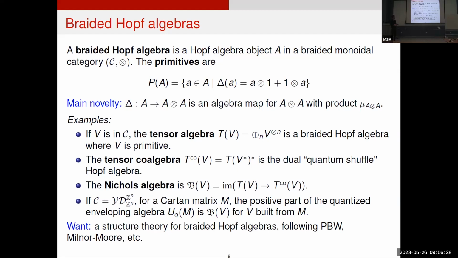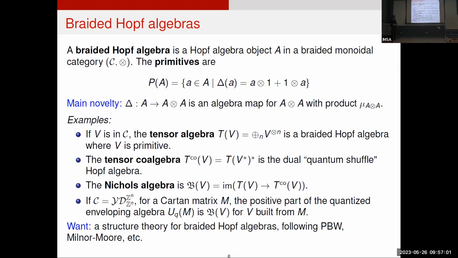Right. So the tensor coalgebra is sometimes called the quantum shuffle algebra, and this is because by just declaring V to be primitive in the tensor algebra, the consequence is that when you write out the formula for the diagonal, which is implied by declaring V to be primitive, you just shuffle things past each other. And so when you dualize it, that turns into the multiplication on the tensor coalgebra.